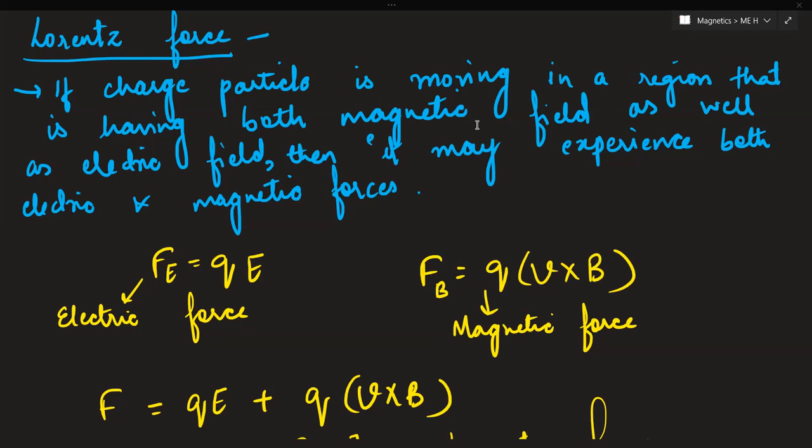From this portion, most of the time, numericals only come. Electric field will be given, magnetic field will be given, charge's value will be given, or it will say an electron. So charge also you have to write on your own, like this. Maximum time, it's the numerical that comes.